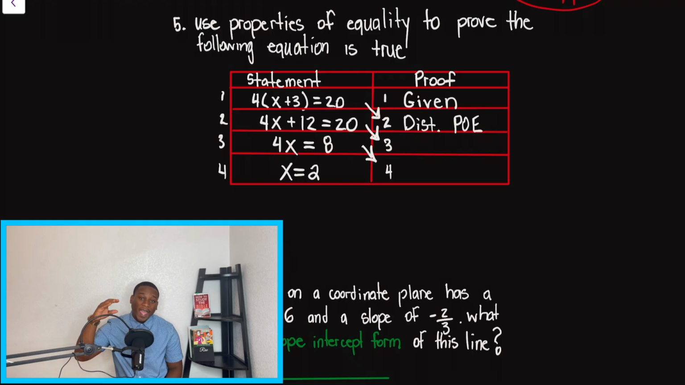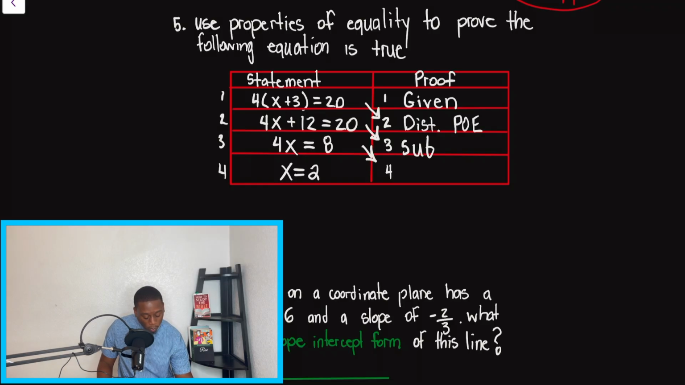Now, from that step, to get from 4x plus 12 is equal to 20 to get to 4x is equal to 8, what did we do? And if you ever get confused, I tell my students, solve the problem. Try to solve it. And the only way that we can get 4x is equal to 8 is if we subtract 12 from both sides.